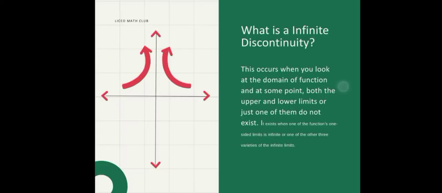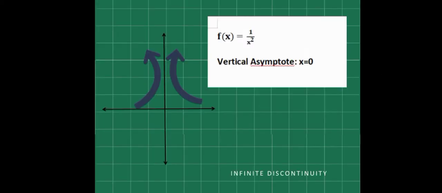What is an infinite discontinuity? This occurs when you look at the domain of the function and at some point both the upper and lower limits, or just one of them, do not exist. It exists when one of the function's one-sided limits is infinite, or one of the other three varieties of infinite limits. In the graph given, we can see that both curves do not meet, and the arrows illustrate that they both go upwards continuously, without an end.